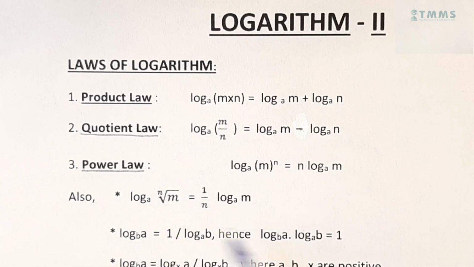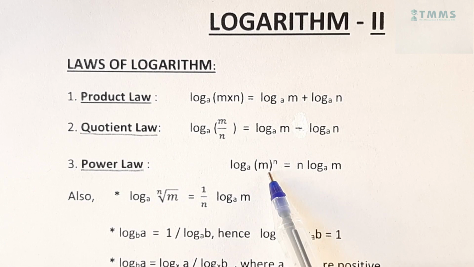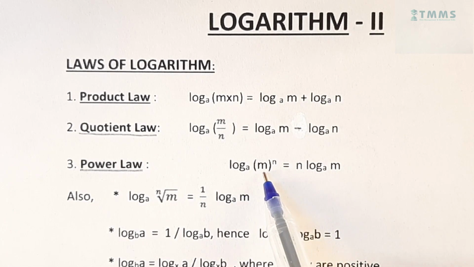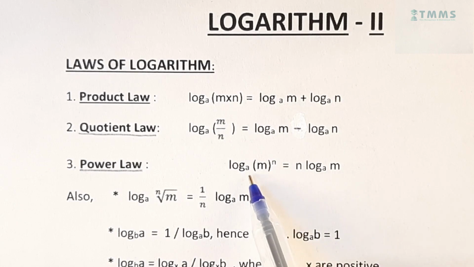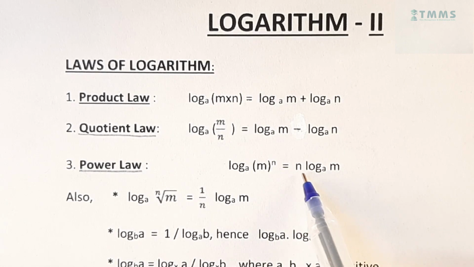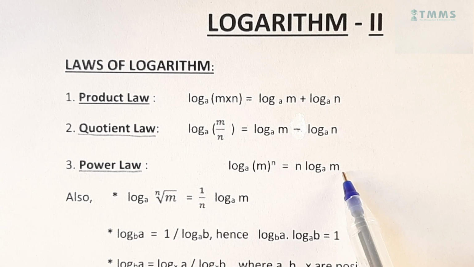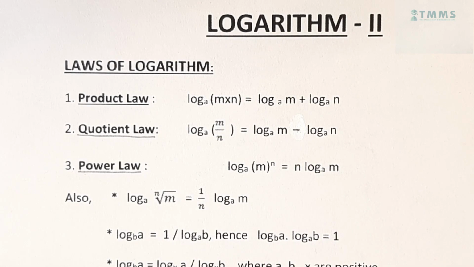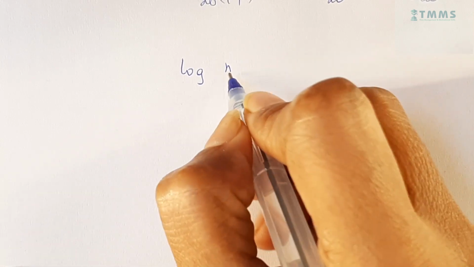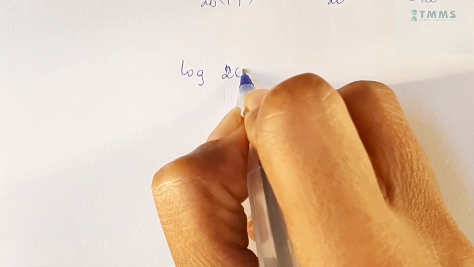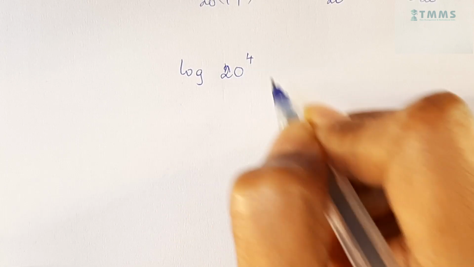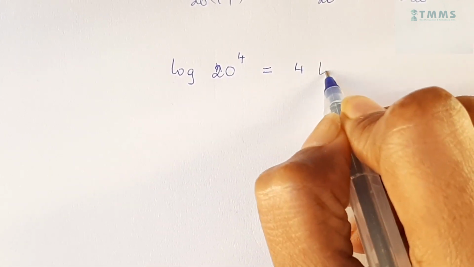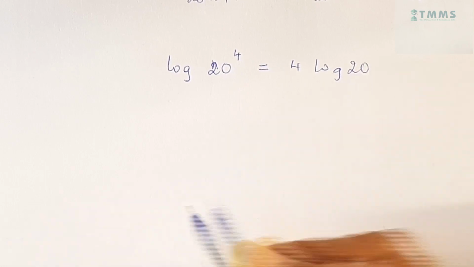Let us now take the power law. Log m to the power n, or log m raised to n to the base a, will be n times log m, and the base will be the same, that is a. Let us see with an example. So if we have log 20 raised to 4, that will be equal to 4 times log 20.